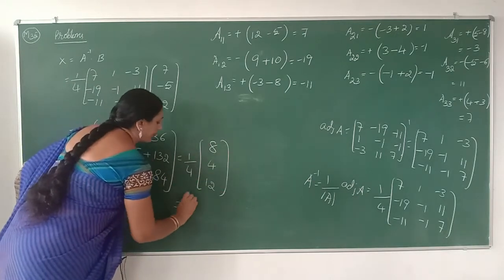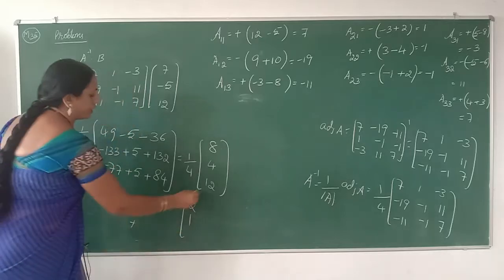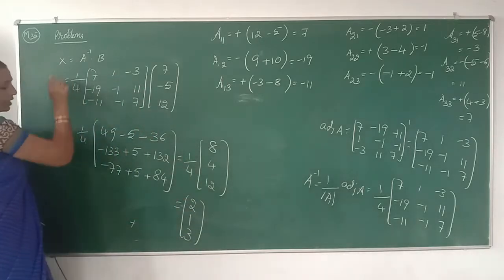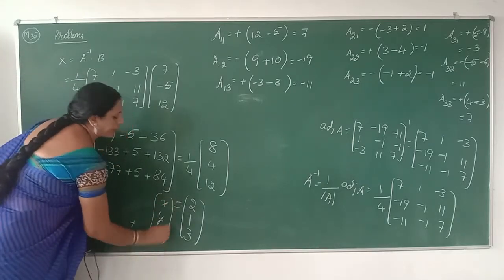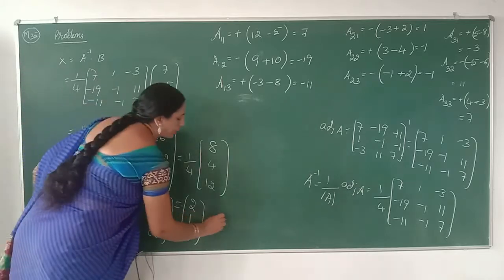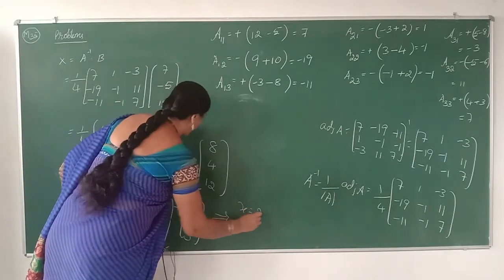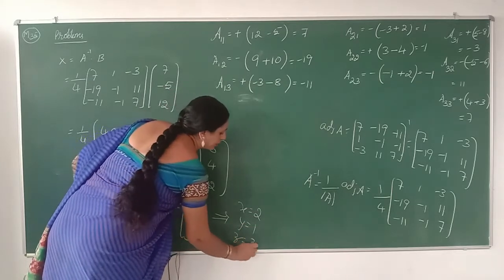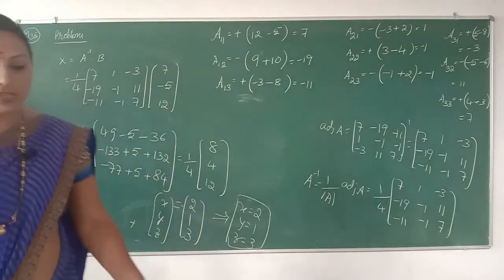So after that, dividing by 4: 8 by 4 is 2, 4 by 4 is 1, 12 by 4 is 3. These are the values of x. But x is nothing but small x, y, z. Comparing the coefficients of corresponding elements of these two matrices, the values are x equal to 2, y equal to 1 and z equal to 3. Now these will be called the solutions of the equations.